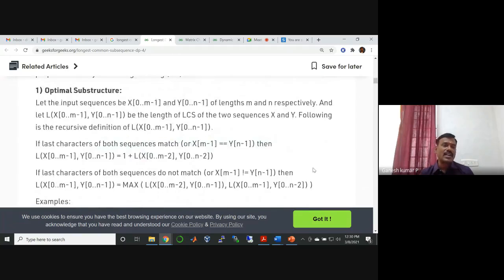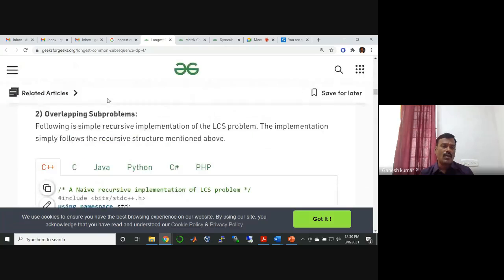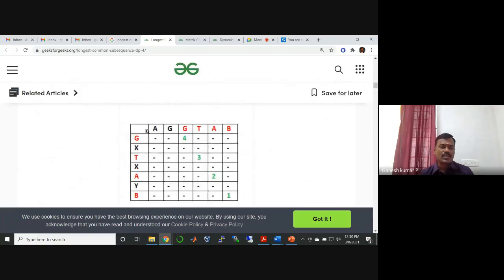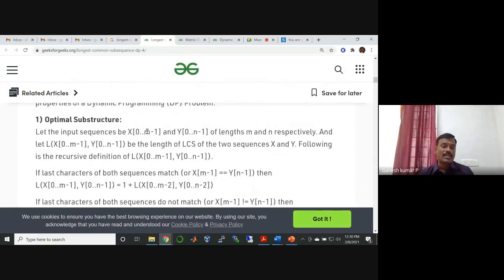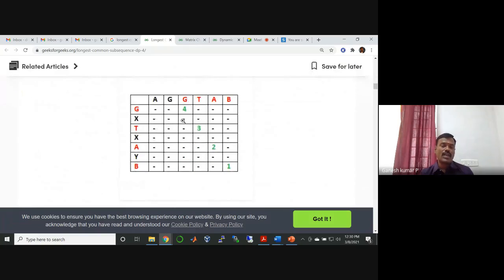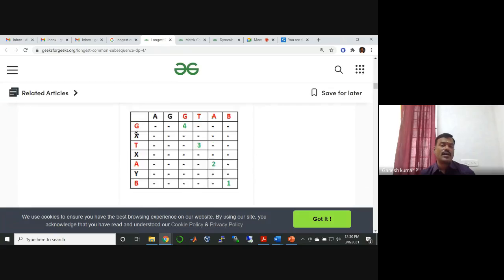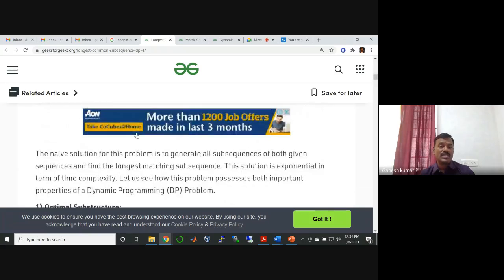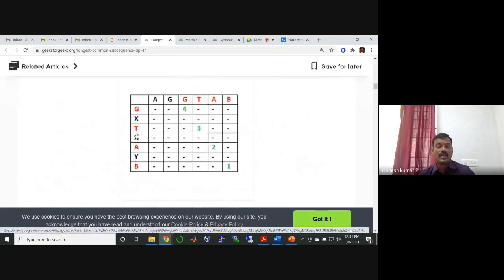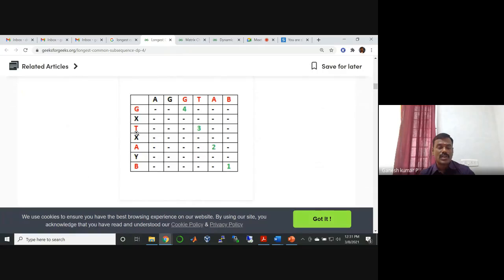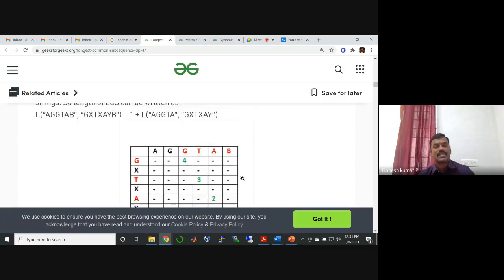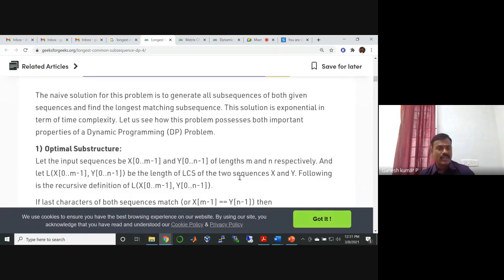So for which you can generate the optimal substructure and the overlapping subproblems. In both cases, you need to think about it. When you are generating the optimal structure, you need to think about the tabulation method. For the tabulation method, you need to put all the letters on the row side as well as on the column side, and you have to mention the position in which each comes up. So G is coming up in the fourth position, and T is coming in the third. If you go through the diagonal level, then you may see that it will have an optimal structure, otherwise not.